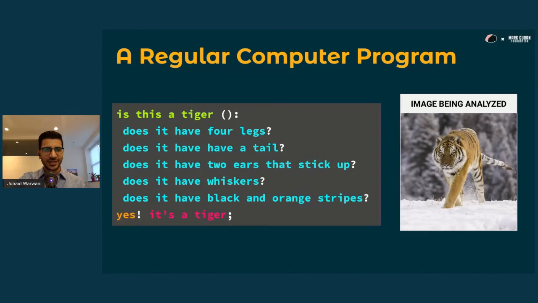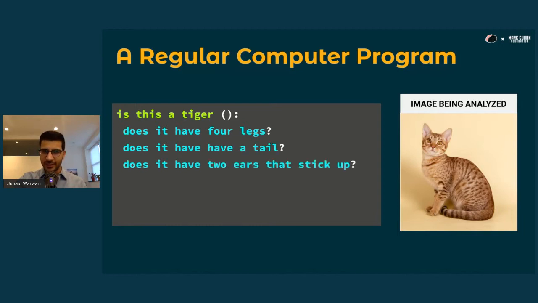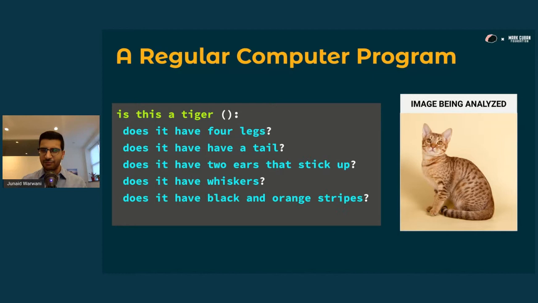But let's take a look at a second image, right? And with this image, we've also got something that has four legs. And it also has a tail. Yeah, it's also got two ears that stick up, and it has whiskers, and it kind of does have black and orange stripes. So your computer program might come back and tell you that, yes, this is a tiger. Whereas anyone from a two-year-old up could look at that and be like, no, that's not a tiger. That's definitely a cat.